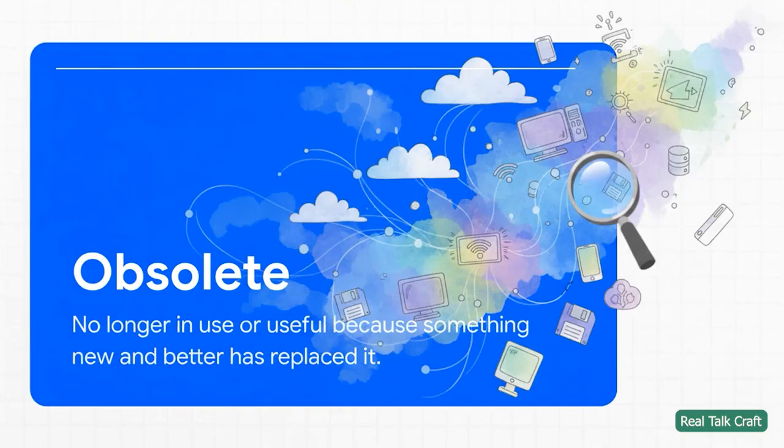And that rapid change brings us to this word, obsolete. All it means is that something isn't really useful anymore because a newer, better version has come along and replaced it. This perfectly explains why a computer you bought just a few years ago can feel painfully slow today. It's not that it's broken, it's just that technology has sprinted way, way ahead of it.